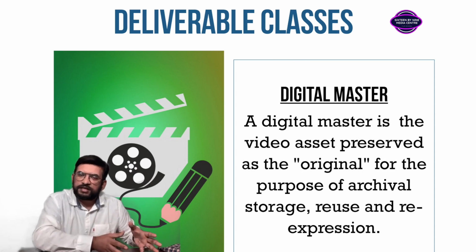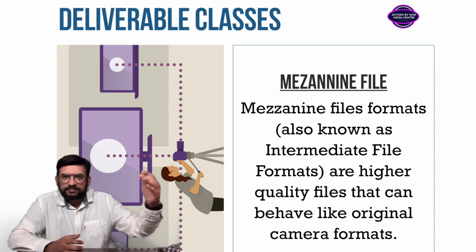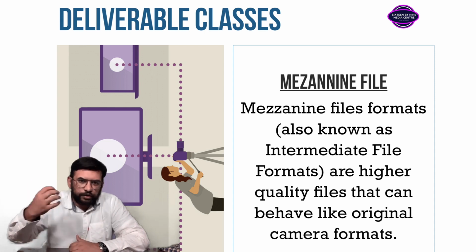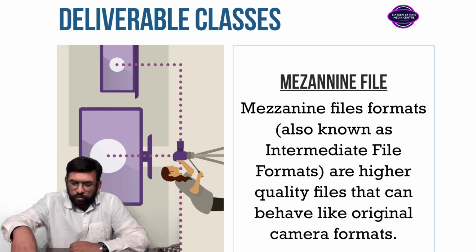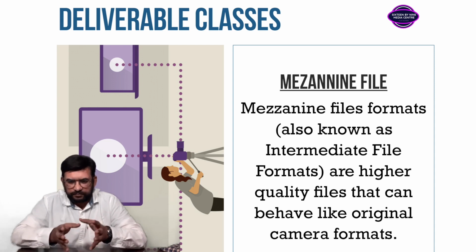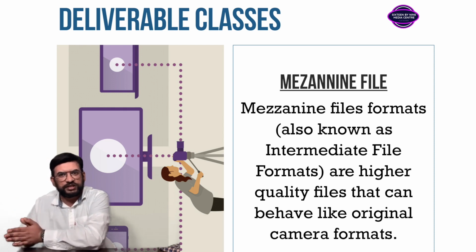The second deliverable class will be the mezzanine file. Yesterday we spoke about mezzanine files. So what are the mezzanine files? What aspect ratio, what resolution, and what kind of frame rate the mezzanine file needs. All this information. So first deliverable class will be the digital master file.